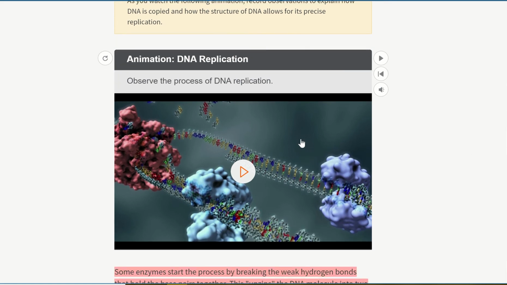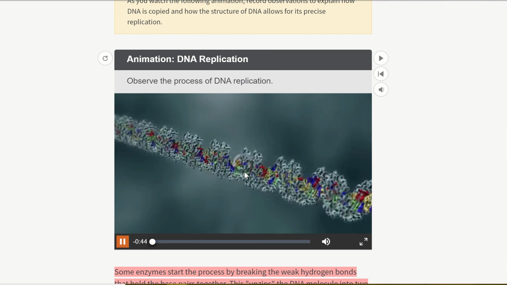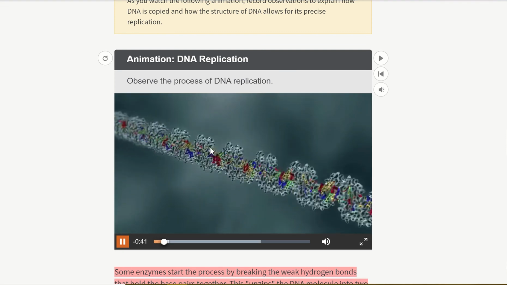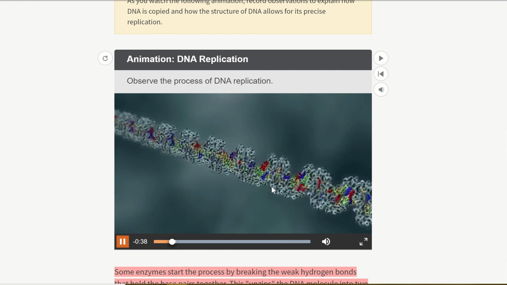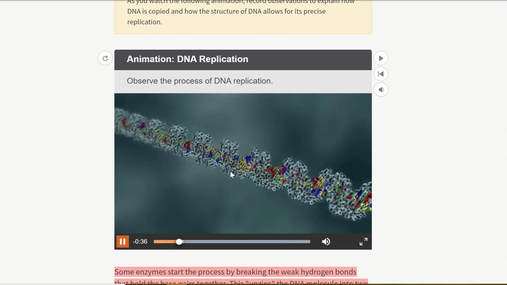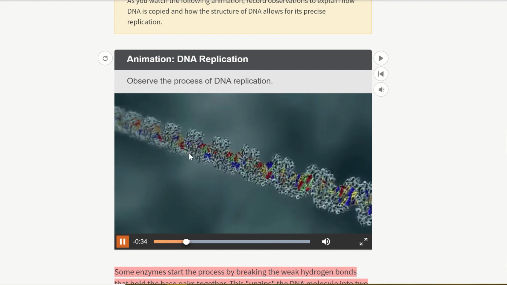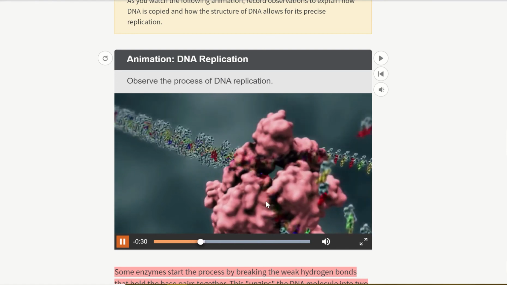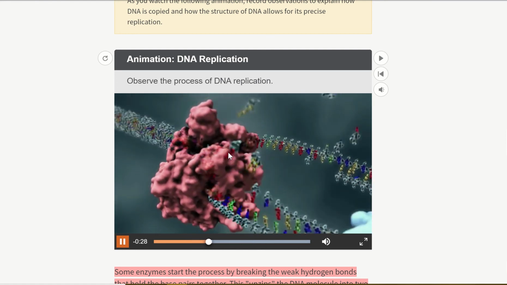So real quick, we're going to hit play on this and take a look at it as we look through DNA replication. So here is our DNA. It's a double helix. You can see the two strands. What's going to happen is they're going to pick a spot and it's going to start opening. This is going to be a site, and this is what we call DNA helicase. And what it's going to do is it's going to open.